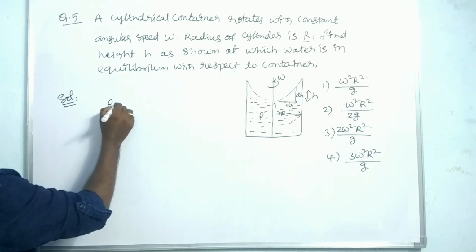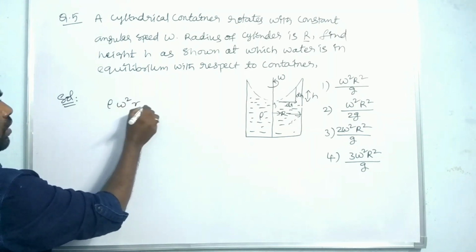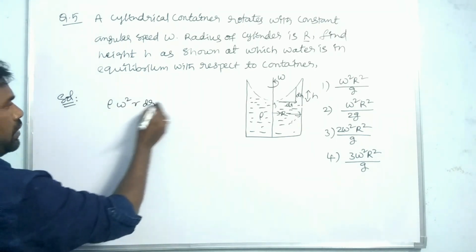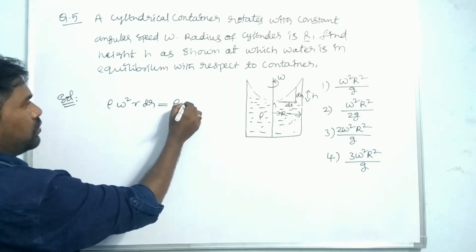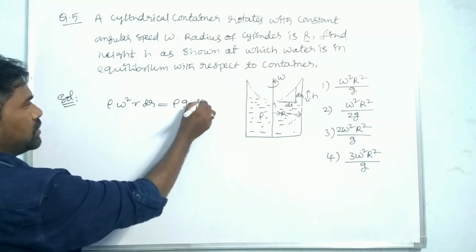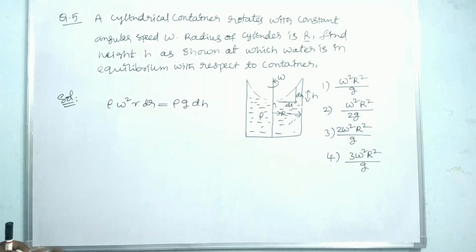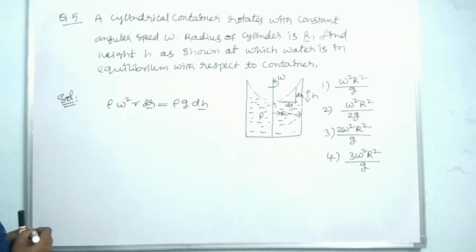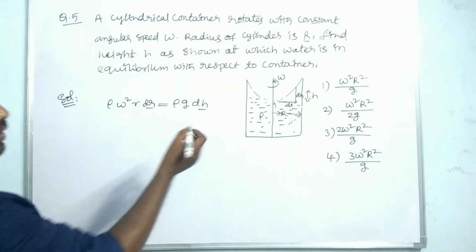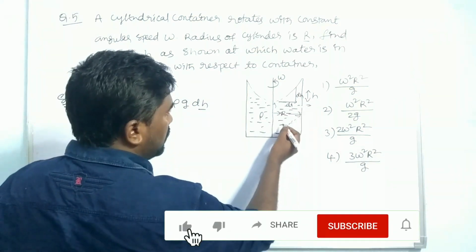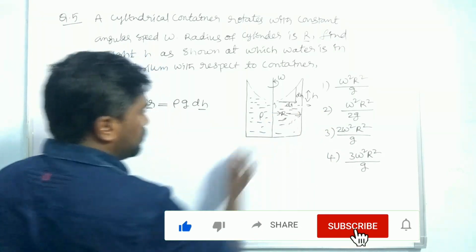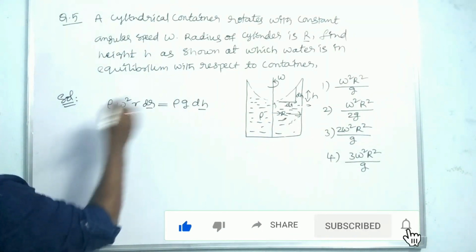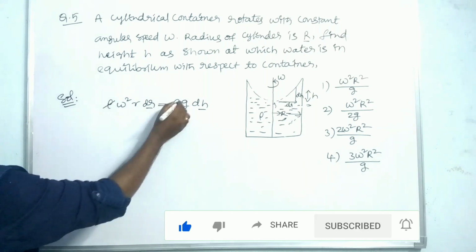So then rho omega square r with respect to r, dr, is equal to rho g h. H means dh. Because we have to select dr, we have to select dh. So then we have to integrate on both sides, then we can get the h, total height of the cylindrical container, or total radius of the cylindrical container. So let the rho cancel out.